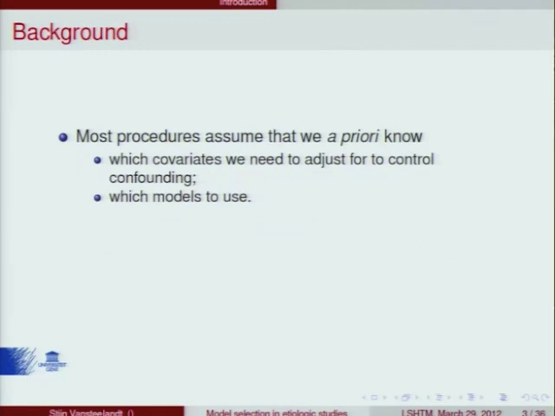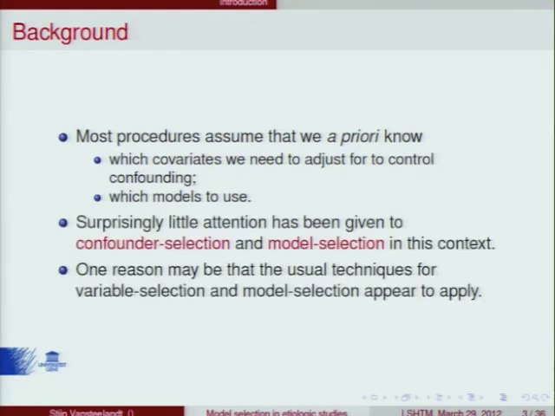But most procedures still assume that we, basically prior to starting the analysis of data, even prior to seeing the data, know precisely what covariates we need to control for in order to control for confounding, and that also, given the covariates that we have available, we know what models we are going to use to do the adjustment. And I think surprisingly little attention has been given to issues of how to select confounders and how to select statistical models within the specific context of causal inference.